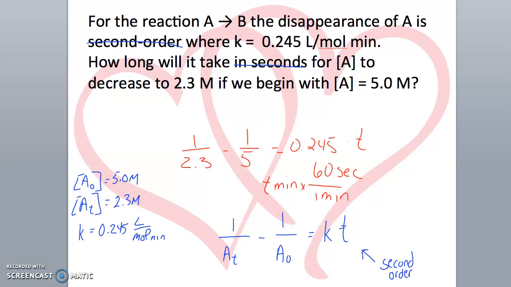An example problem is shown, and the question tells us that the reaction is second order, so we can use the integrated rate law for a second order reaction and simply enter the values to solve for time. Since the rate law constant has units with time in minutes, the result will have to be converted from minutes to seconds. The answer to this question is 57 seconds. Pause the video and give it a try on your own. You want to be able to get 57 seconds as an answer.